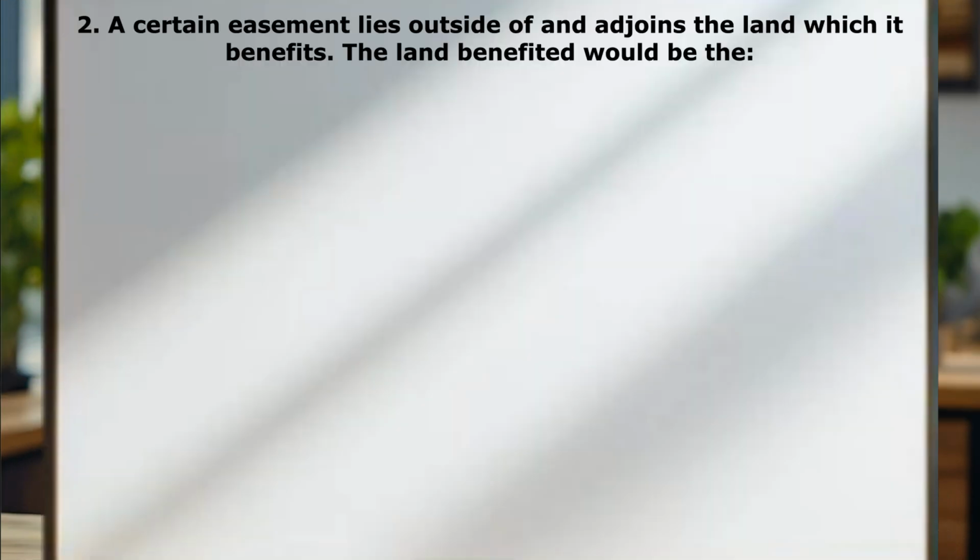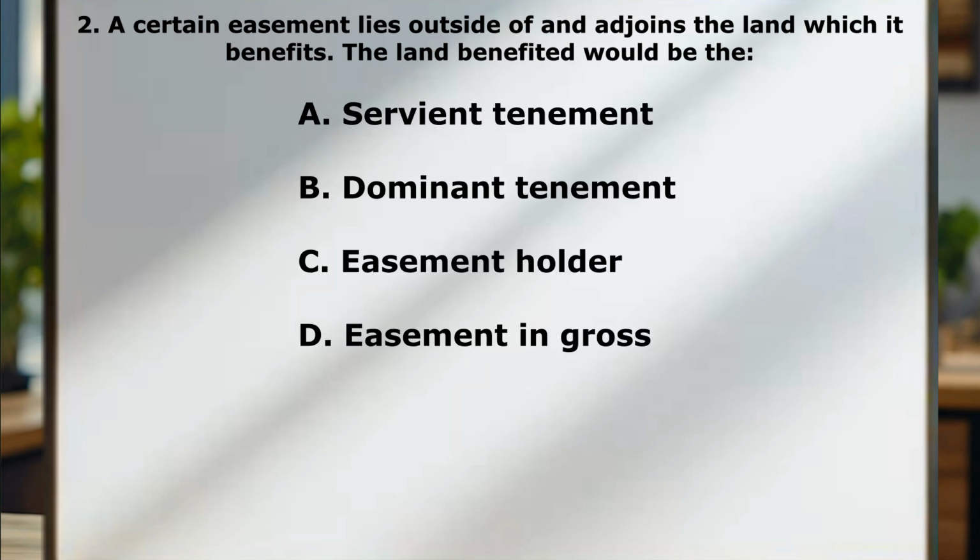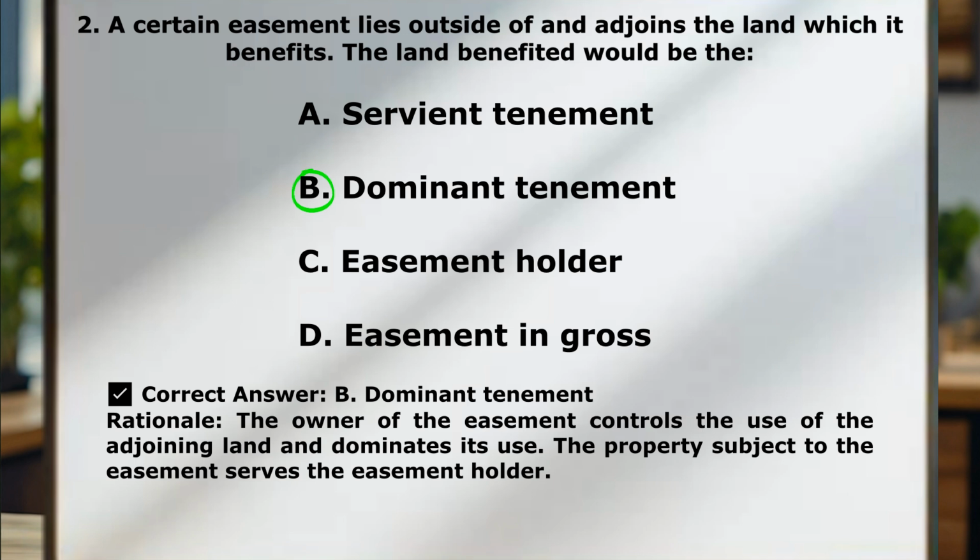Question number 2. A certain easement lies outside of and adjoins the land which it benefits. The land benefited would be the A, servient tenement. B, dominant tenement. C, easement holder. D, easement in gross. The correct answer here is B, dominant tenement.